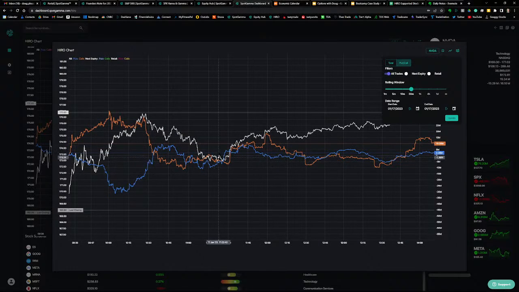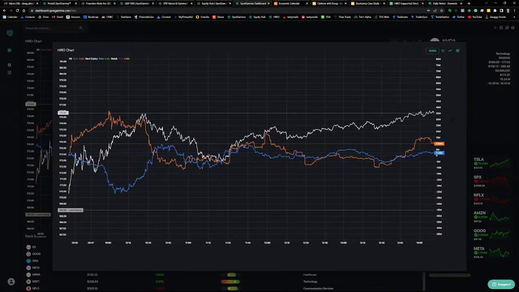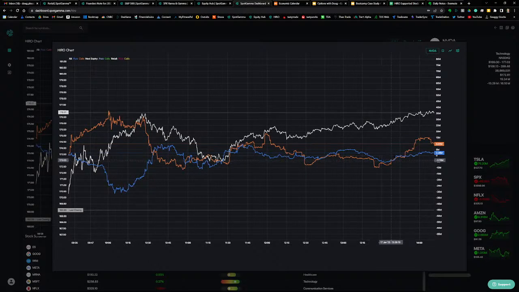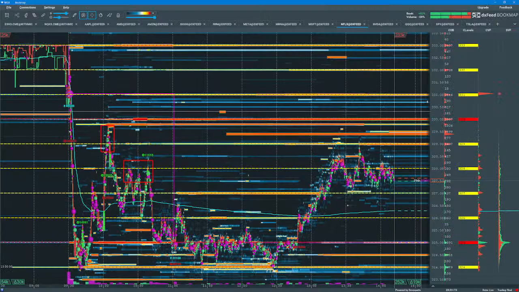And it looks like traders have started buying calls again. They did around 11:30, and price started to move higher. And then as they started buying calls again around 1:30, price started moving a little bit higher again. So let's go take a look at Bookmap now. Go to NVIDIA.